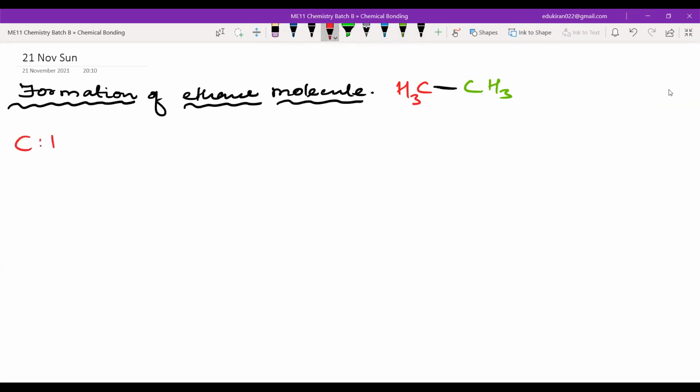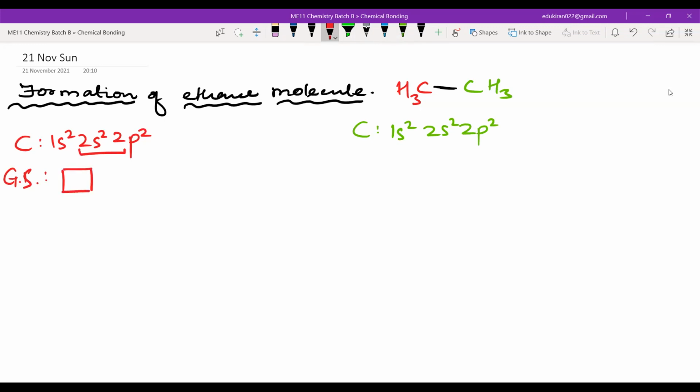We will write the electronic configuration, that is 1s2, 2s2, and 2p2. The same is there for the green one also, 1s2, 2s2, 2p2. Then we have the ground state for both of them. The ground state, as you know, will have the same configuration, but we will write only for the valence shell.